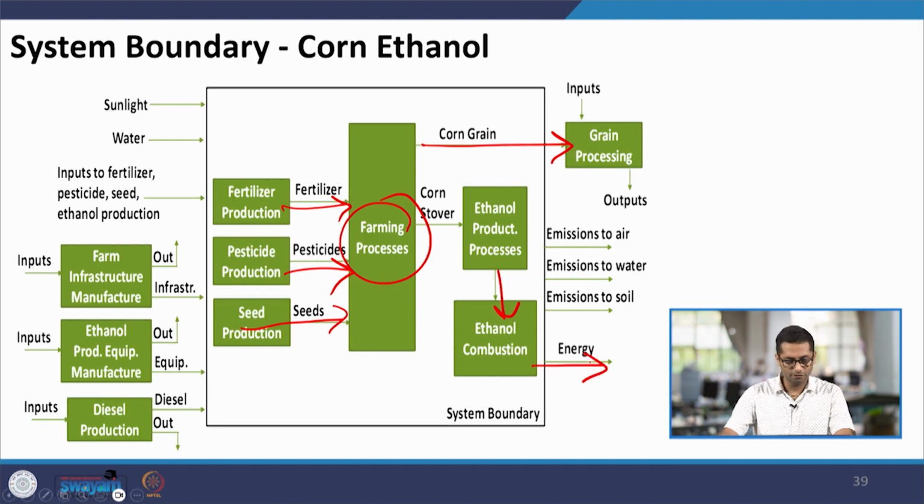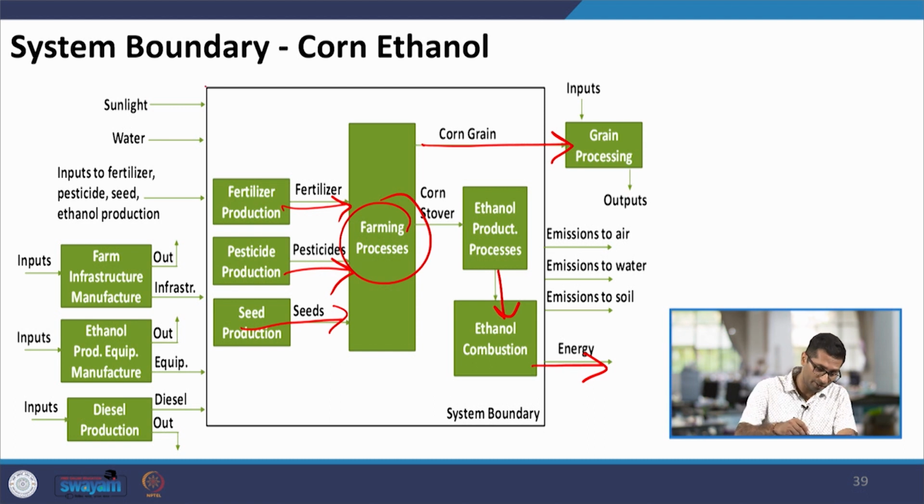Apart from this, we also have a lot of processes which might not be a part of the system boundary. Take for example the infrastructure that goes for the farming purposes, like the tractors or the seeders, which might be considered, because the construction of these tractors or the seeders might entail a use of a lot of natural resources as well as energy. Further, there could be certain equipment which could be used for the production of ethanol from the corn stover. Again, we are neglecting the production of these kinds of equipment. There could also be some kind of emissions associated with the production of diesel through the life cycle of the diesel transportation, and again we are not considering that.